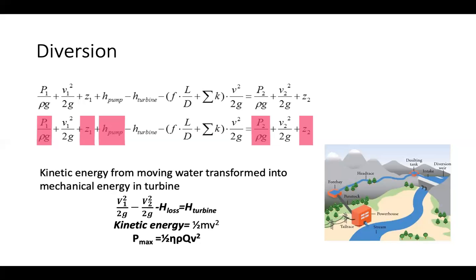Also, because kinetic energy is equal to 1/2 times m times velocity squared, the maximum power output can be calculated with this equation.